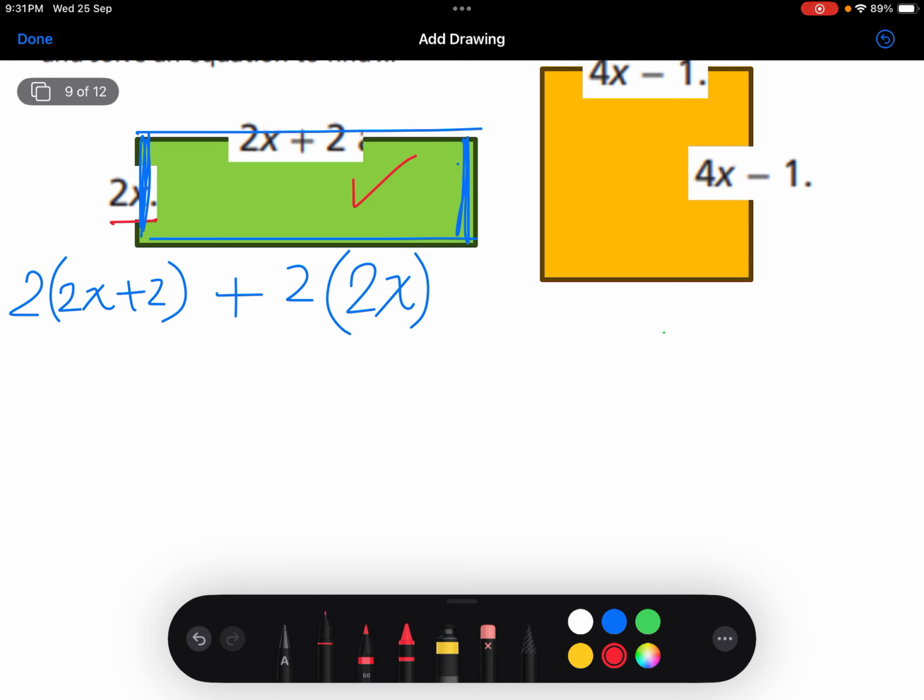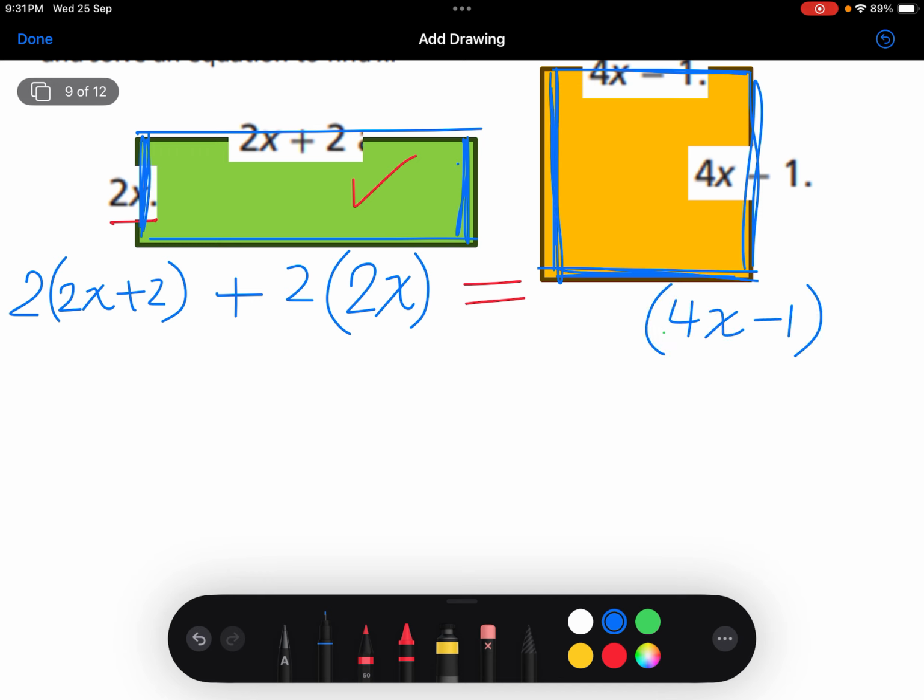This is the perimeter of the rectangle. Done. It should be equal to what? The other side. What is it? The perimeter of the square. What's the perimeter of the square? It's 4x minus 1 plus 4x minus 1 plus 4x minus 1 again plus 4x minus 1 again. So basically 4x minus 1, how many times? 4 times. Now I have my equation, start solving.